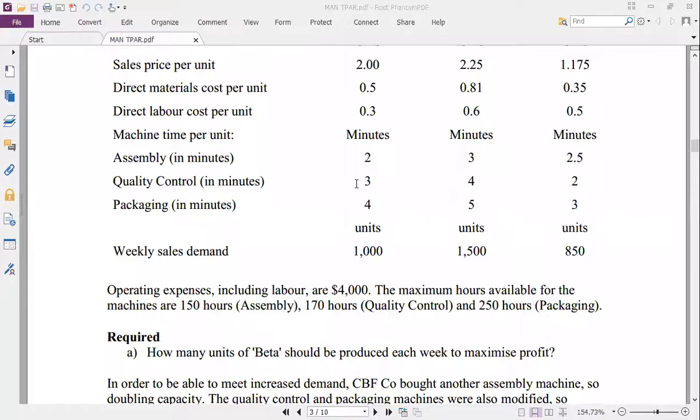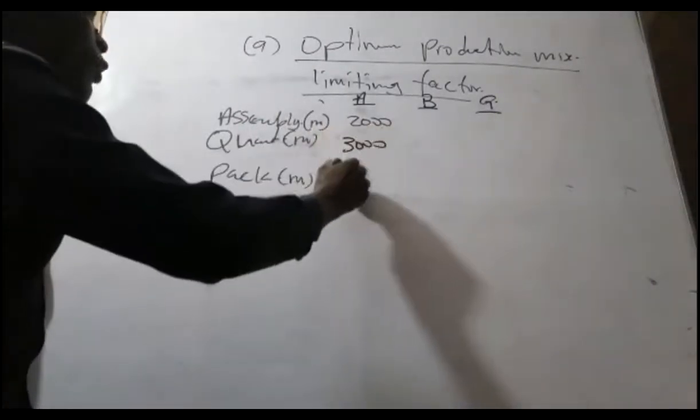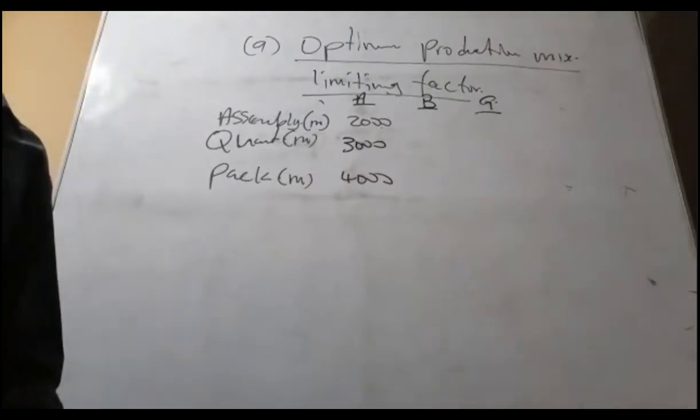Then for that of beta, 3 minutes of 1,005. Or we can fill for quality control, 3 minutes. So that will be 3,000, and 4,000 for packaging. Then we continue the game.